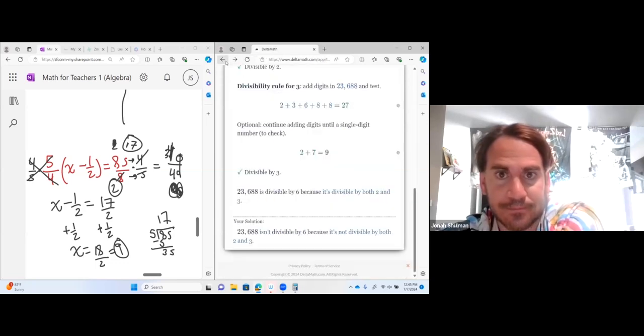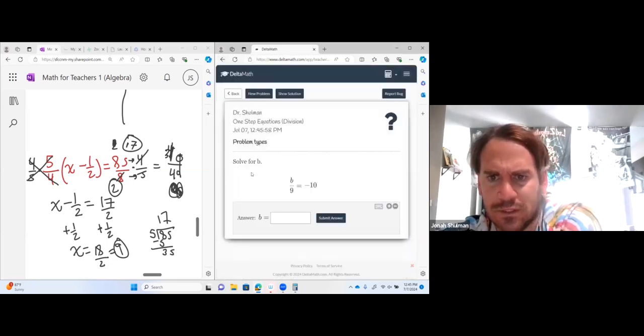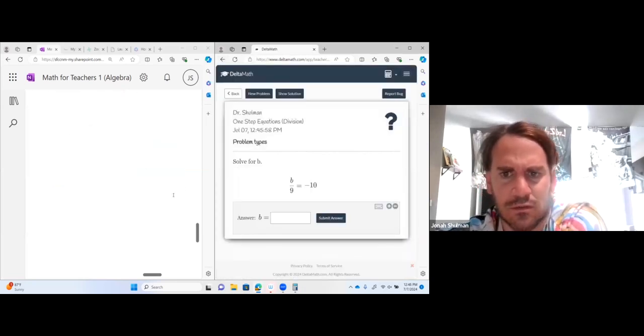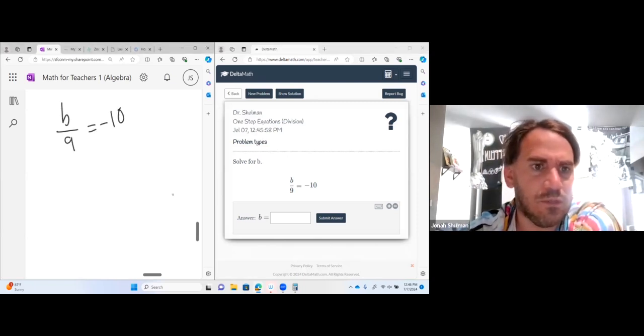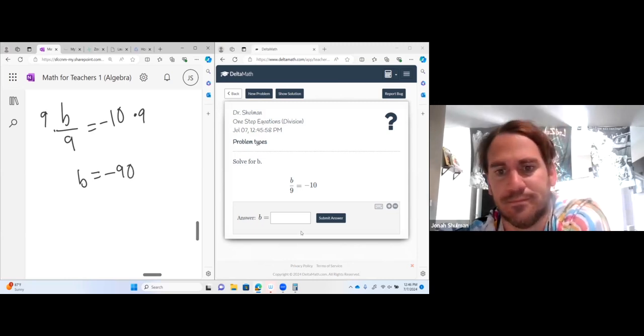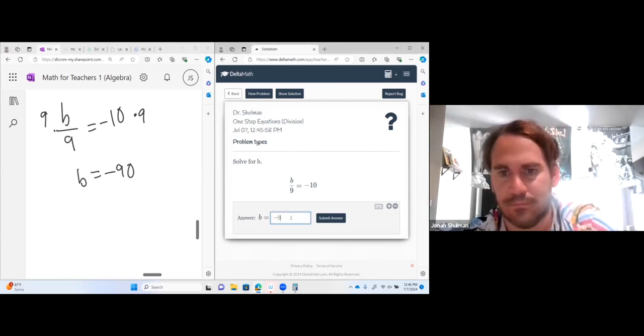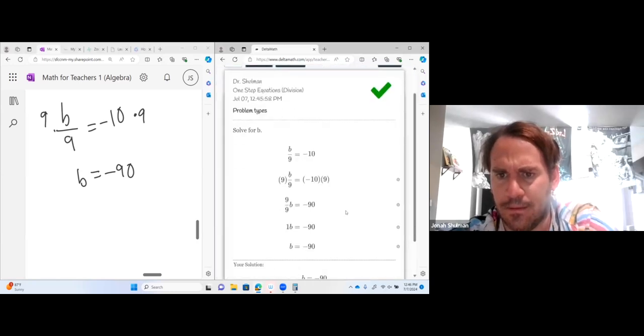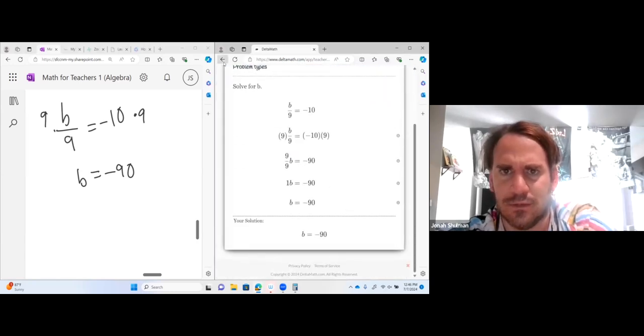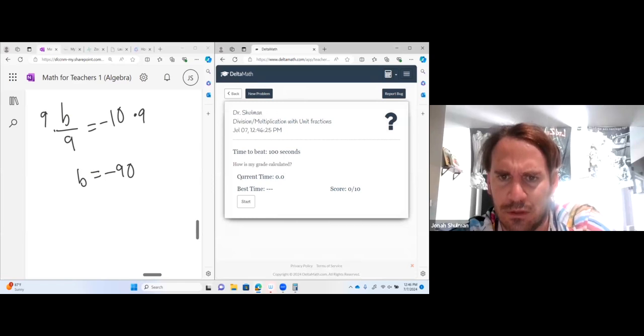Now I know. All right, here's a one-step equation for division. B over 9 equals -10. So we're going to multiply both sides by 9. The opposite of dividing by 9 is multiplying by 9. So B equals -90. Ta-da! All right, we got 3 to go.